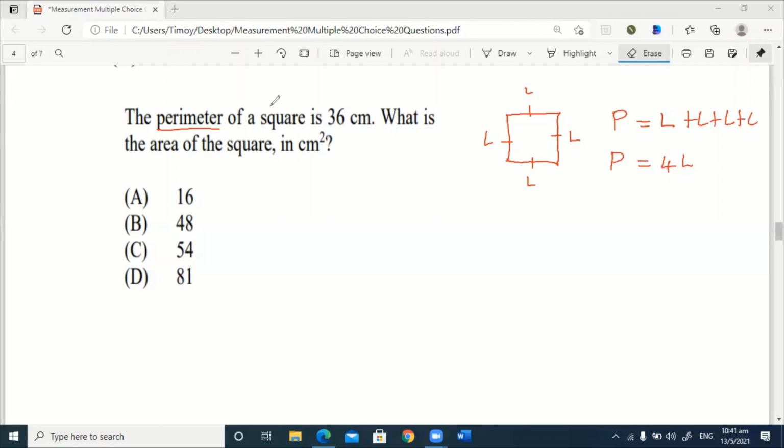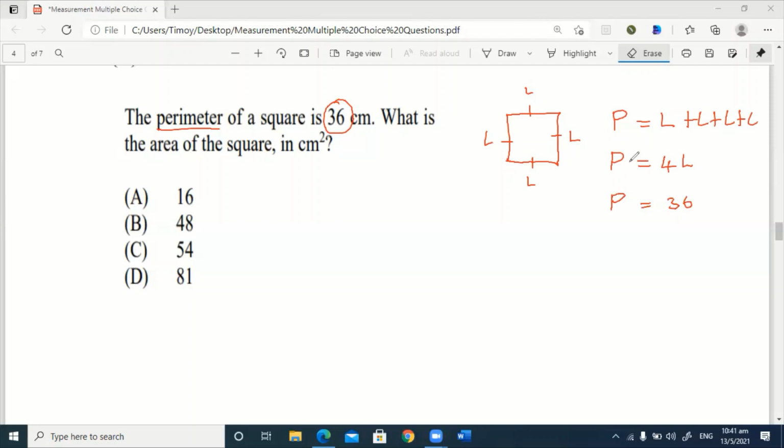Now we were given the perimeter. The perimeter here is 36. So what they are saying in the problem is that P, which is the perimeter, is equal to 36 centimeters. That's what we know. Now they are asking us to determine the area of the square. Before we can determine the area, we need to know the measurement of the length, right?